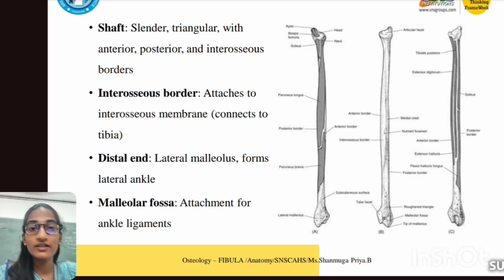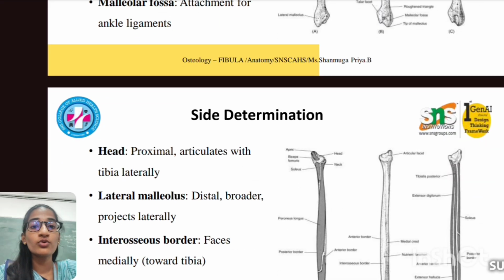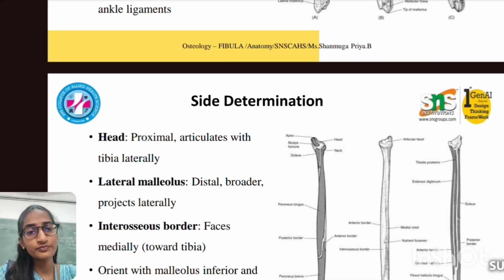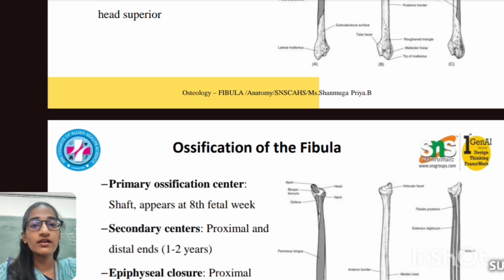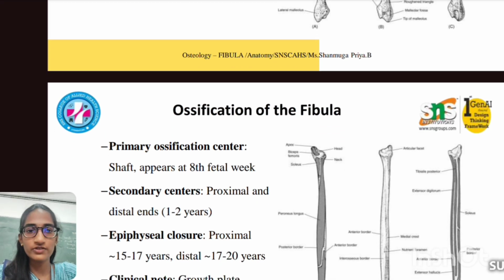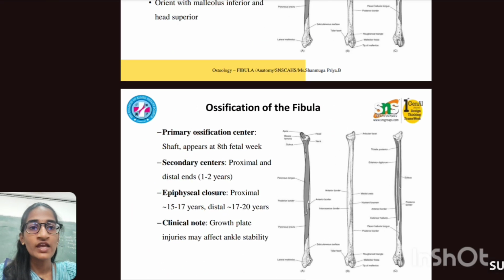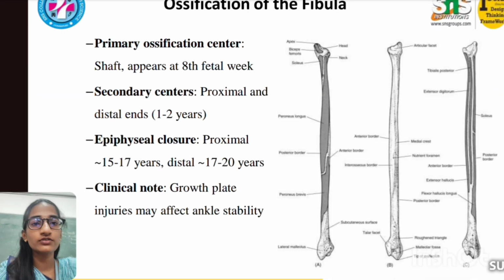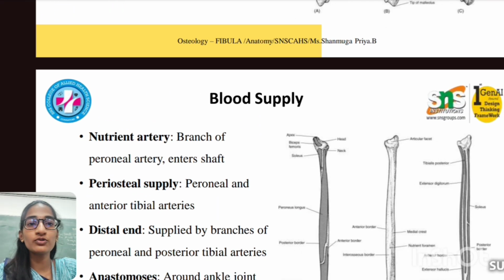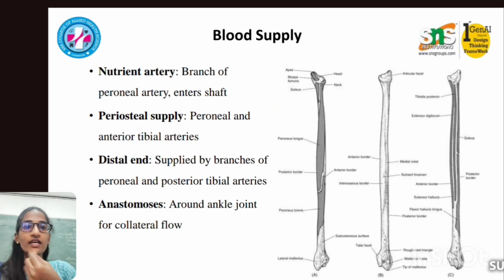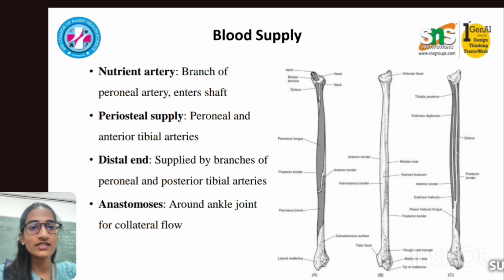We have also seen about the side determination of fibula, and then ossification center, especially primary ossification center. And then about the blood supply, where nutrient artery and the periosteal artery, and the distal end is supplied by both peroneal as well as posterior tibial arteries. And also about the anastomosis, around the ankle joint for collateral flow.